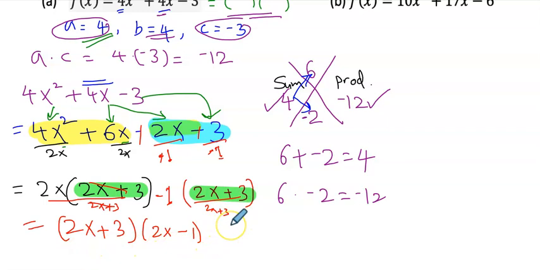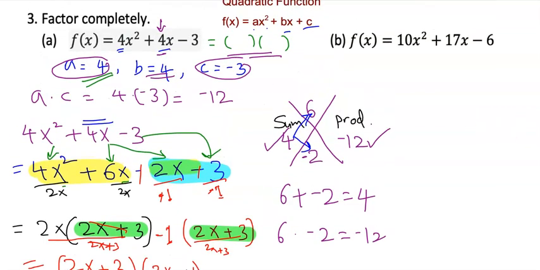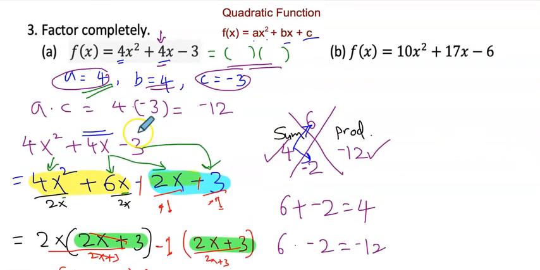Very simple. I took some extra time to explain those steps, but it is really easy. Find the product between A and C, write the product here, and then the sum, look for those two numbers satisfying it, and go step by step. So definitely you can try this and find the factors of the quadratic function 10x squared plus 17x minus 6. Okay, thank you.